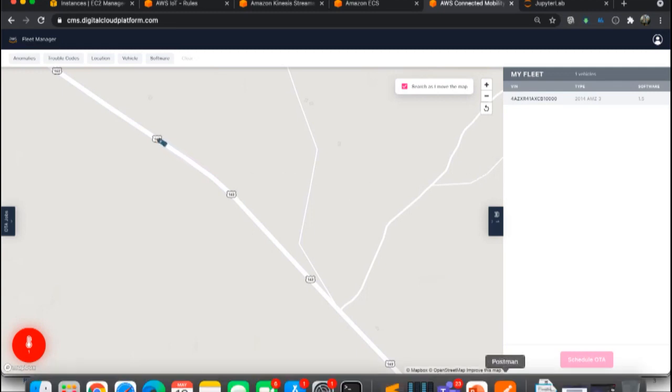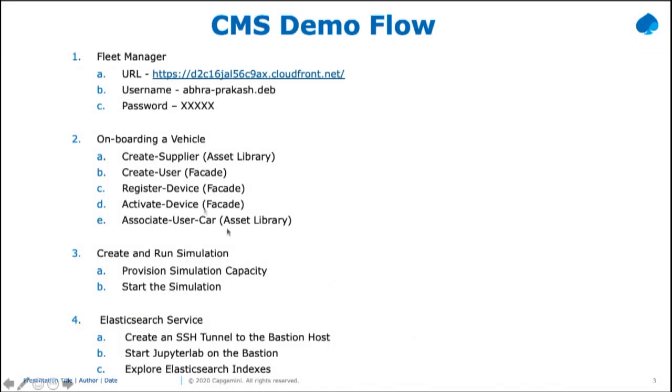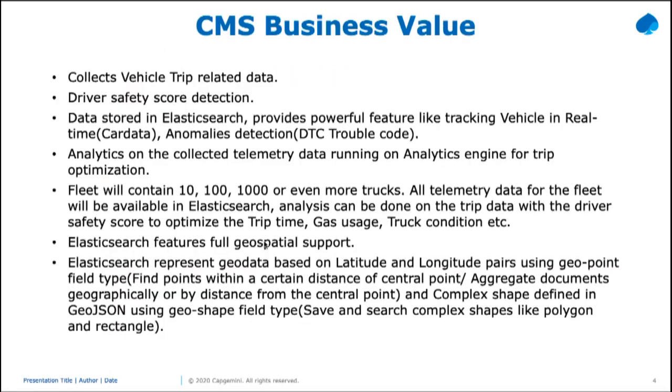Okay, so I think we have covered all the 4 different areas. As mentioned previously, Elasticsearch is very good for geospatial queries. Basically, we have all the lat long related data, and we can represent geodata based on the lat and long geopoint, and based on the geopoint, we can do complex aggregation.